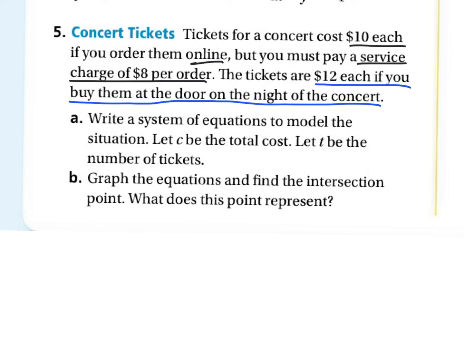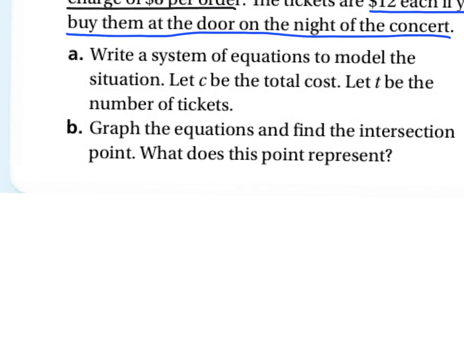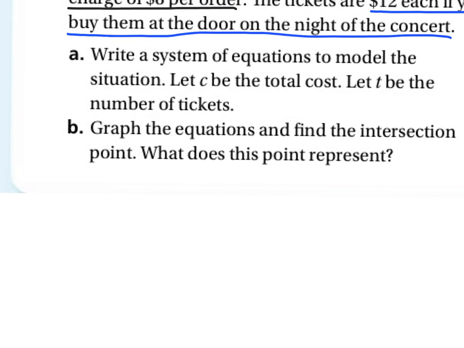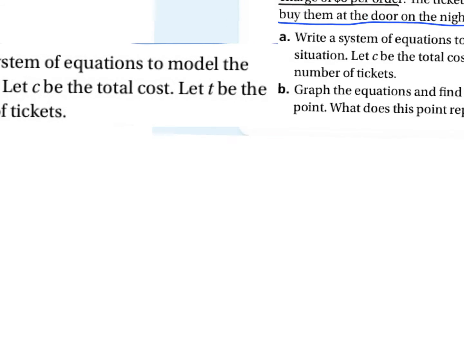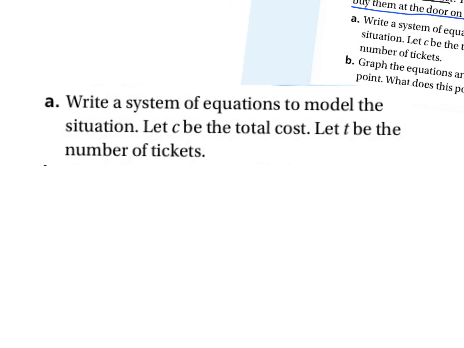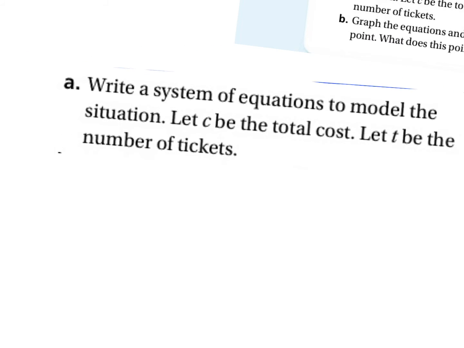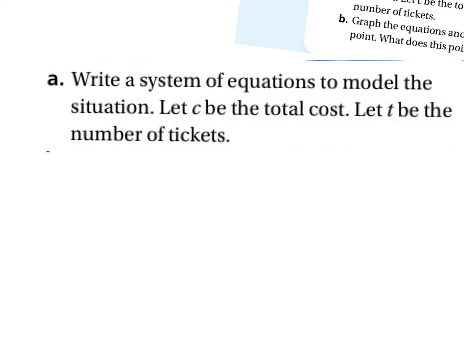First of all, they want us to write a system of equations, and they're telling us what variables to use: C for the total cost and T for the number of tickets. Then we're going to graph these and find the intersection. For the equations we are writing here, we're going to use C and T, but obviously if we do this on our calculators, we're going to be using Y and X.